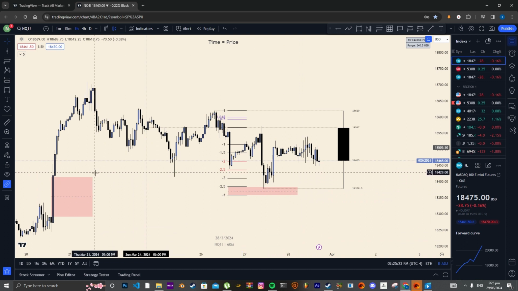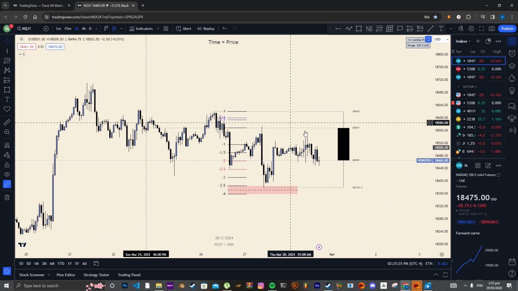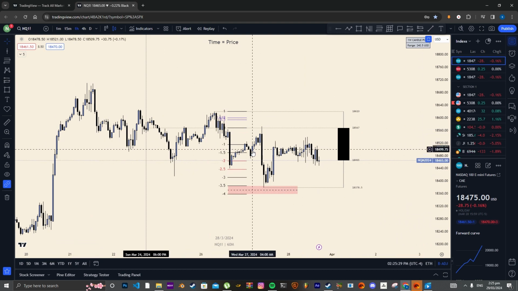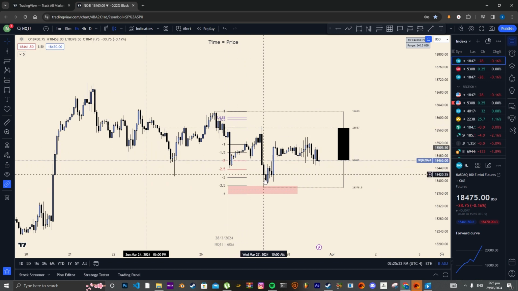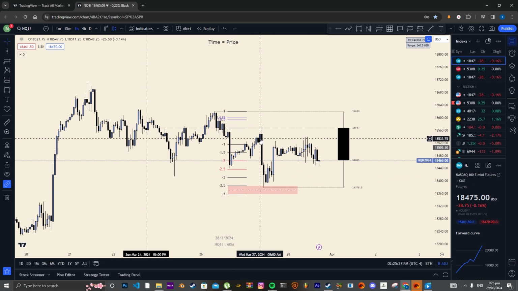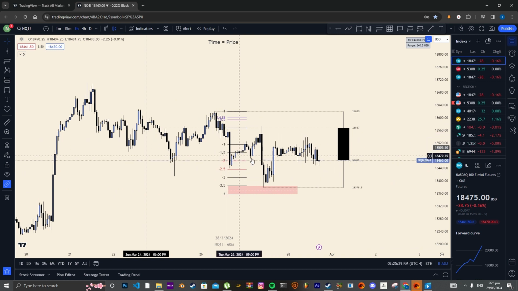So that's what I mean when I say that you need to understand, you can't just use this blindly. There needs to be some reason. There needs to be some draw on liquidity that you can use. And then once we've hit a level, you can anticipate a continuation, because you can see it's respecting these levels. But we know that sometimes it can just reverse.